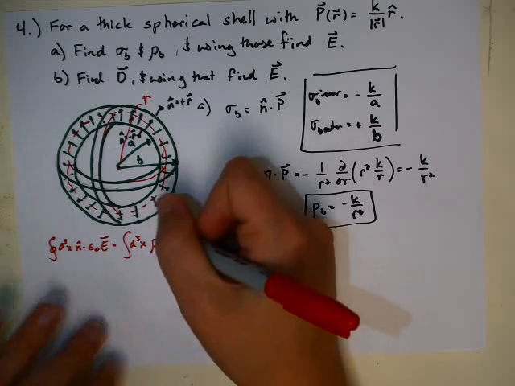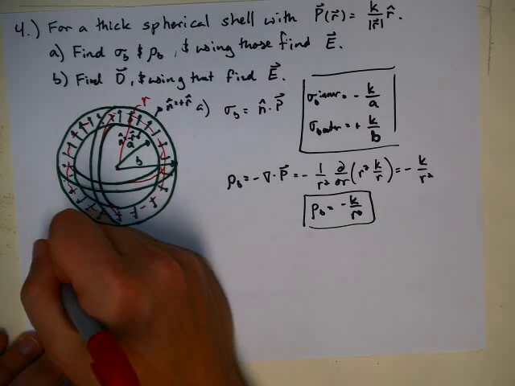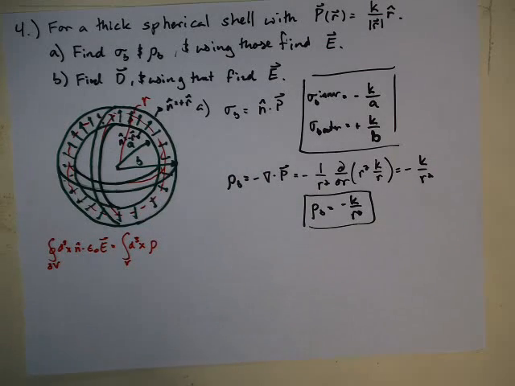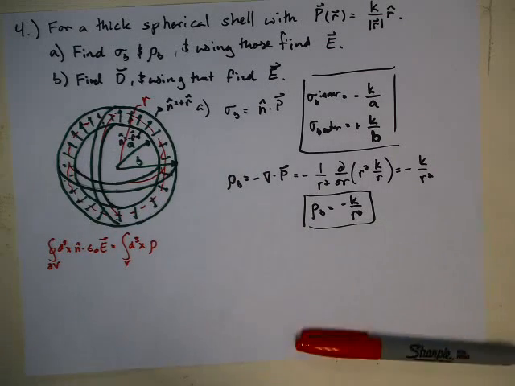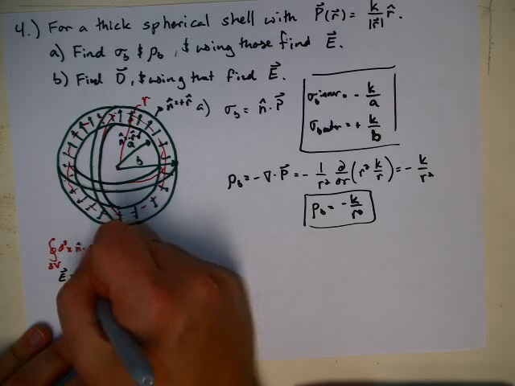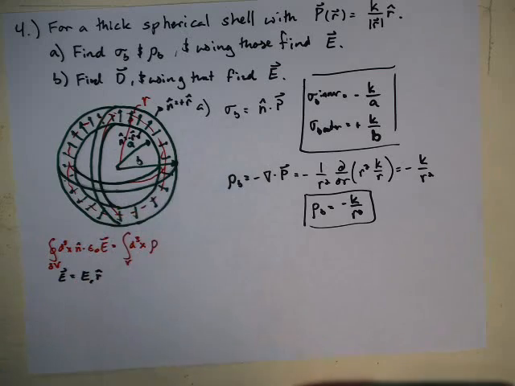of rho, and that's what we're going to be looking at, over some volume. Because we have a spherically symmetric case, we say that E is equal to E sub r in the r hat direction, with some dependence on r.